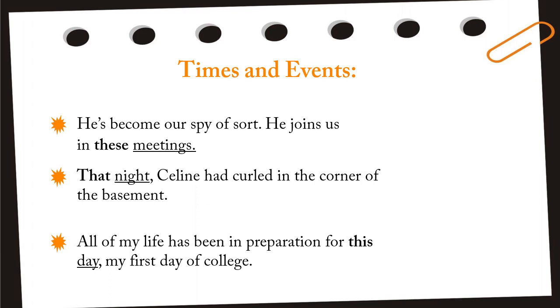Now, if we look closely at the second sentence, that night, Celine had curled in the corner of the basement. We see here the demonstrative determiner that, followed by a singular noun referring to time, which is night. Now, the whole phrase, that night, suggests that the speaker is treating the night as further away from here and now, because of the usage of the demonstrative that.